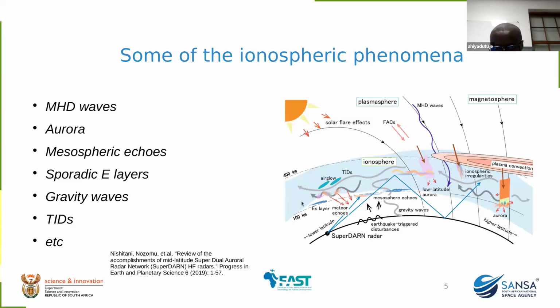So let me start from the left side. You can study what we call the traveling ionospheric disturbances in the ionosphere. You can also find what we call the sporadic E layer or meteor echo. You can also find gravity waves that can propagate upward in the ionosphere. You also have what we call field-aligned current. You can also have MHD waves. These are magnetohydrodynamic waves. You can also study the ionospheric irregularities, including aurora, tongue of ionization, plasma convection, and many other things in the ionosphere.